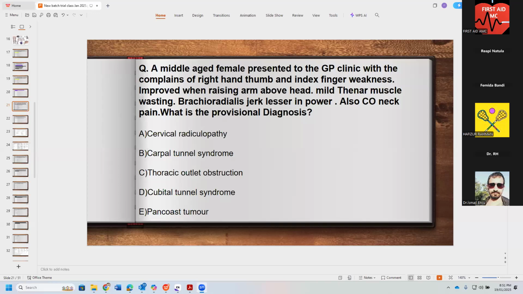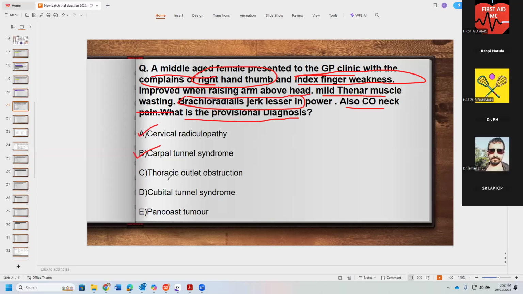All right, let's continue. A middle-aged female presented to a GP clinic with complaints of right hand thumb and index finger weakness. Improved when raising the arm above the head, with mild thenar muscle wasting. Brachioradialis jerk is less in power. Also complains of neck pain. What is your provisional diagnosis? Cervical radiculopathy, carpal tunnel syndrome, thoracic outlet obstruction, cubital tunnel syndrome, Pancoast tumor.